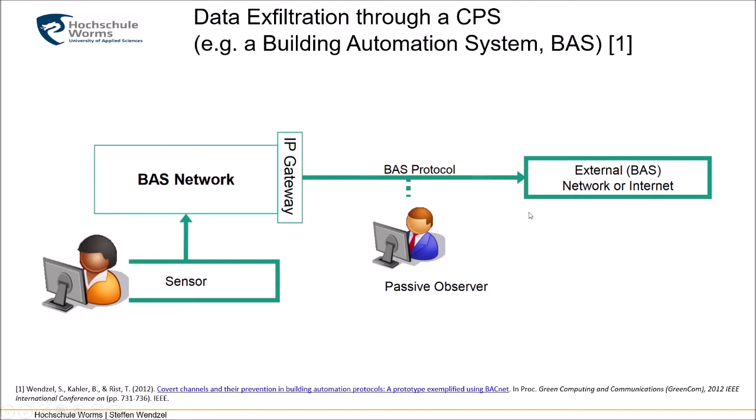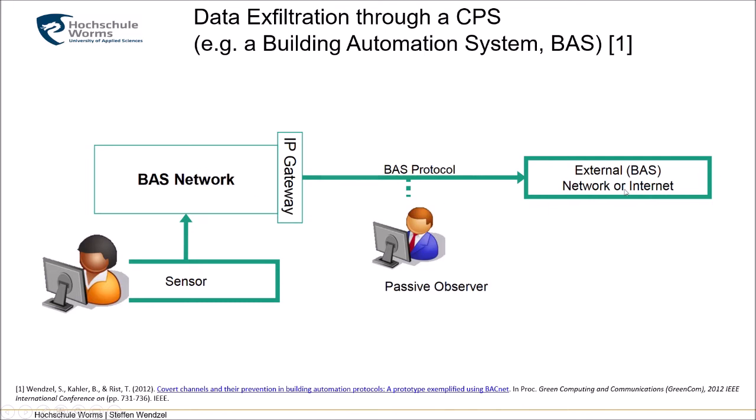How this data leakage works. In this case, you can replace BAS, which means building automation system, with any other network-connected, inter-network connected cyber-physical system or IoT component. You have some sensor and you want to leak it over the internet, and what you can do is modify the traffic using all the different techniques that I explained in the previous chapters.